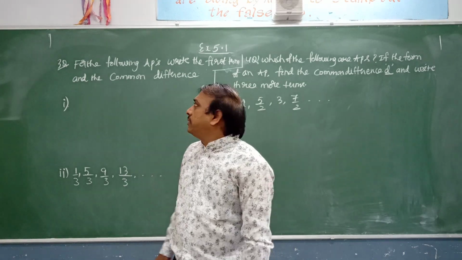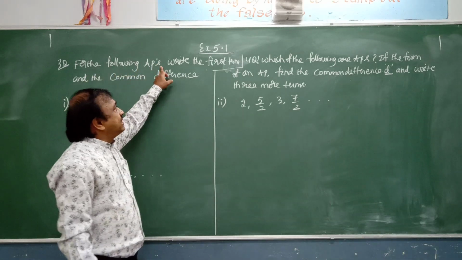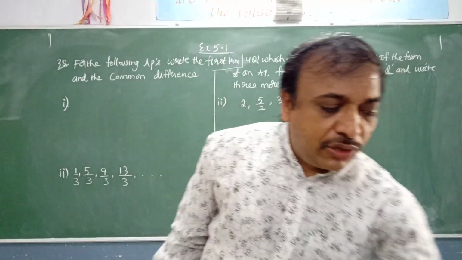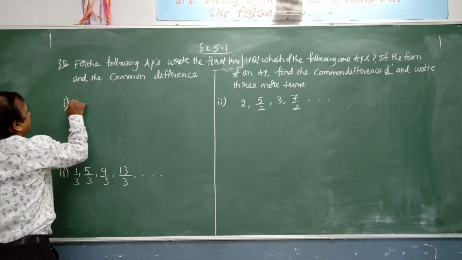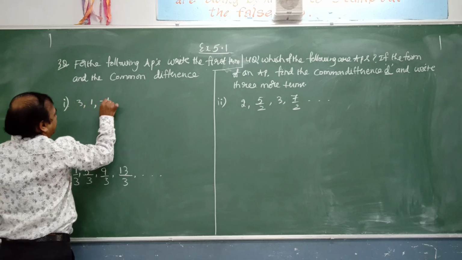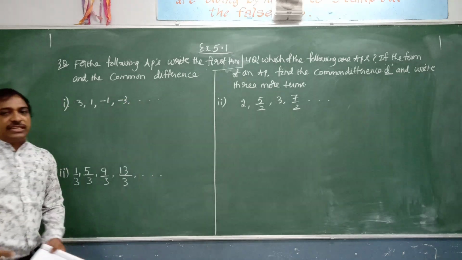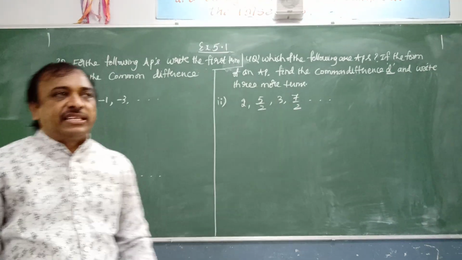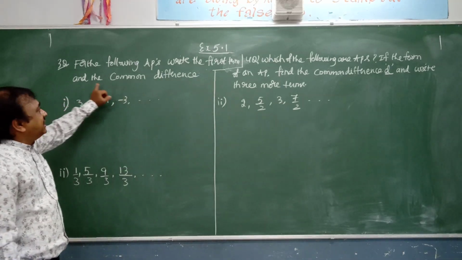Now we see question number 3. For the following APs, write the first term and the common difference. So for the following APs, we have to find out the first term and the common difference. Here the first one is 3, 1, minus 1, minus 3 and so on. What is he asking? For the following APs, write the first term and the common difference.